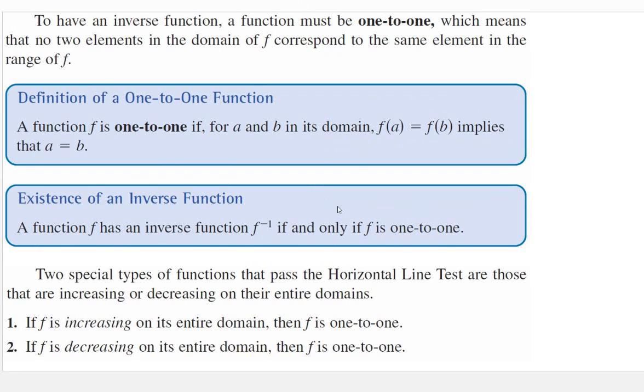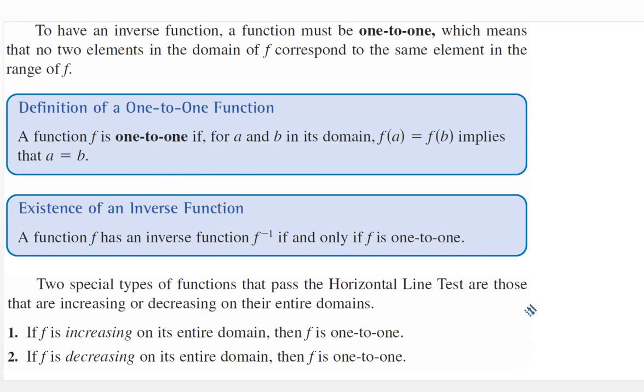Okay, a few special cases of functions that pass the horizontal line test are those that increase or decrease on their entire domain. If you think about it, let's say we have a linear graph that just goes up like this. It's going to pass the vertical line test, and then it's also going to pass the horizontal line test. And you notice on its domain it just increases the whole time.